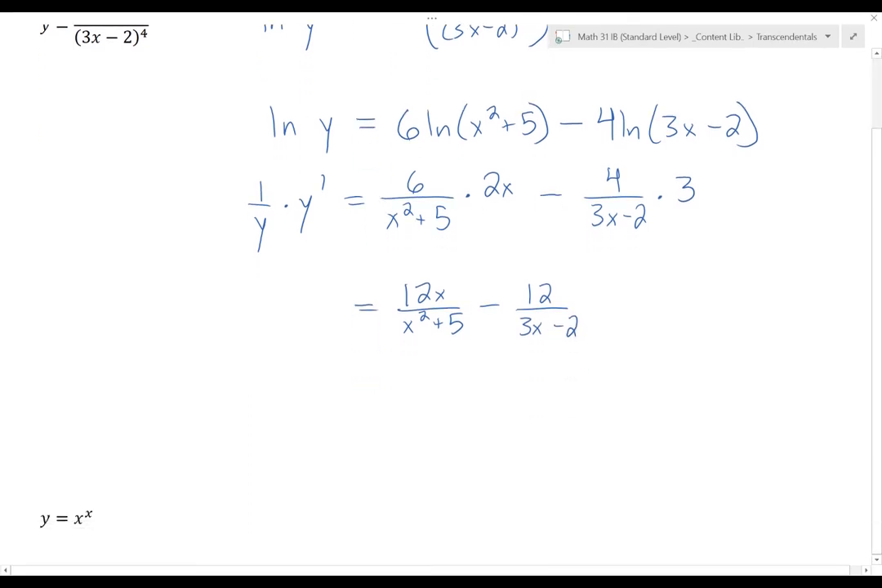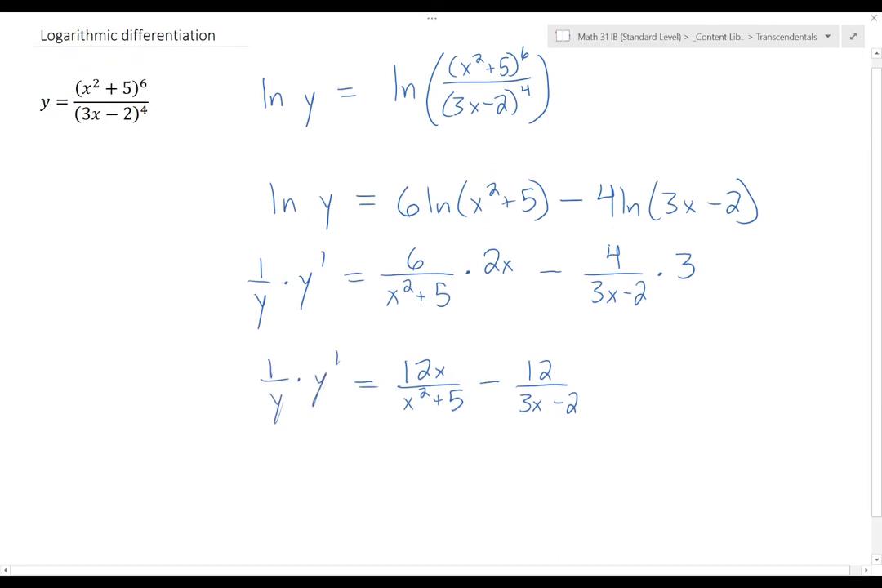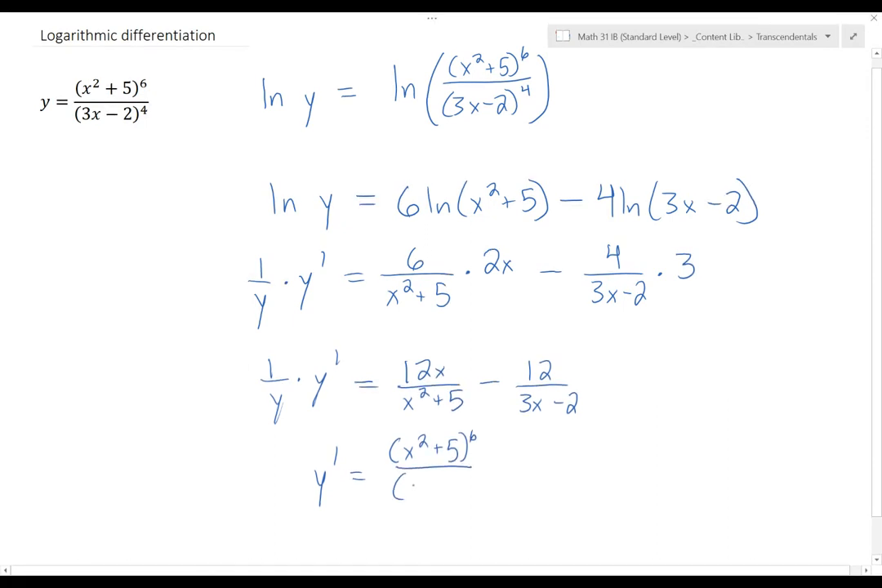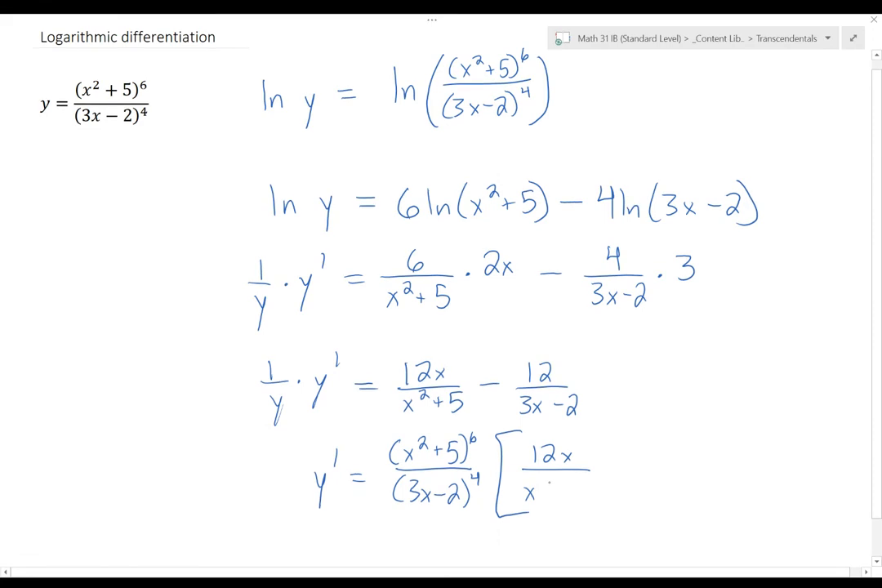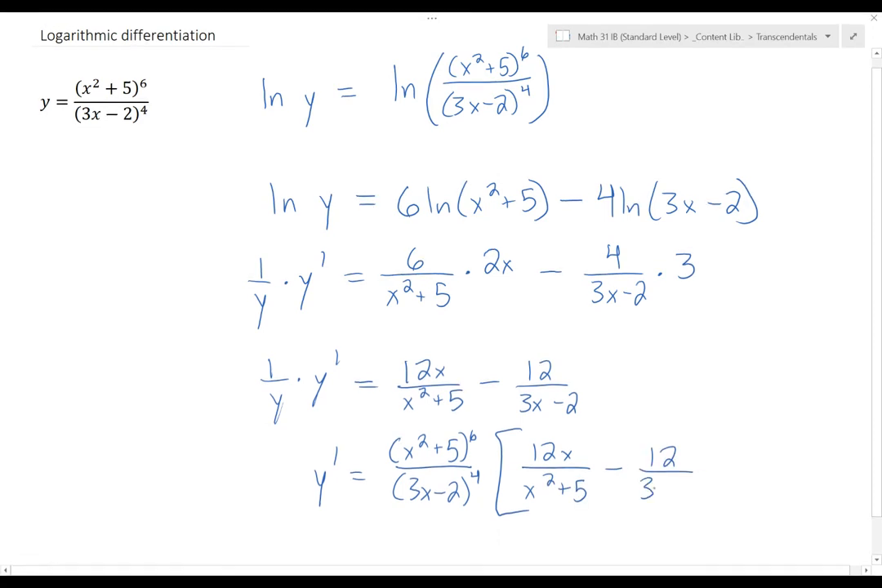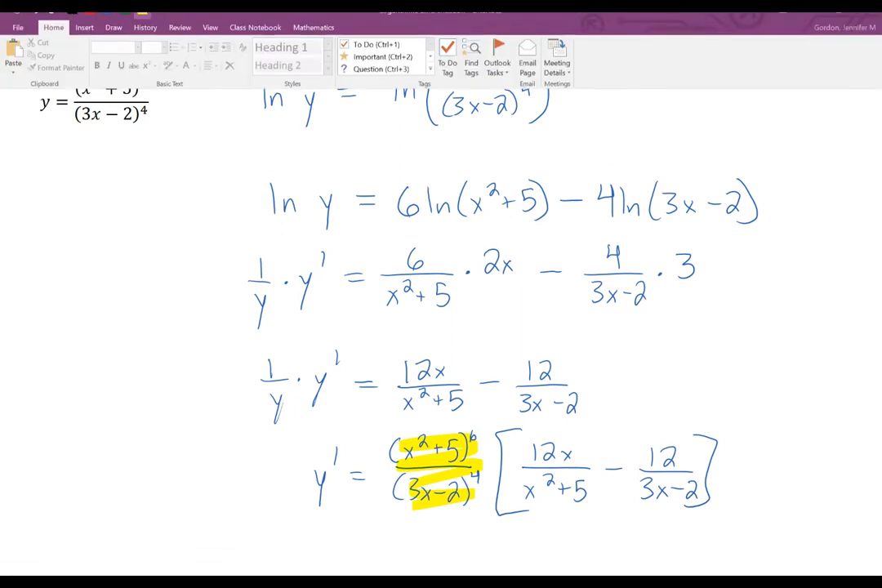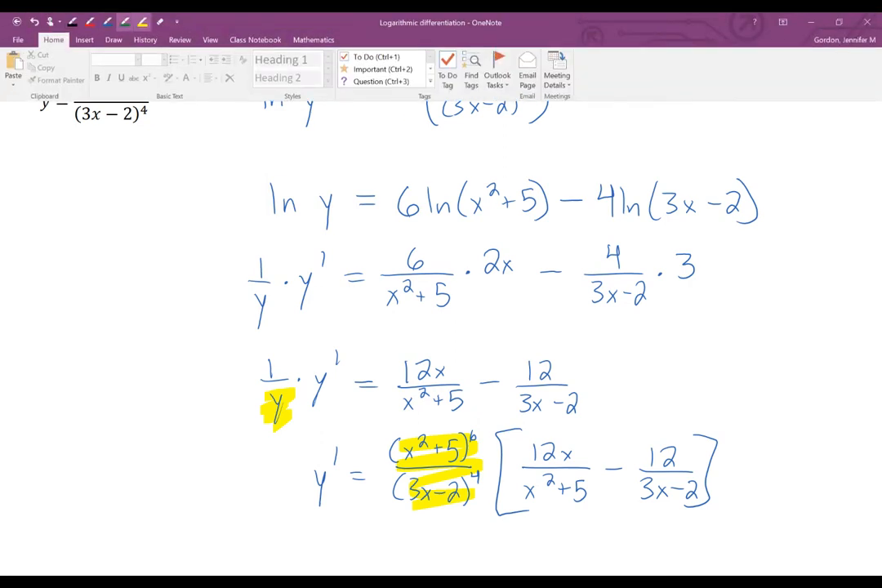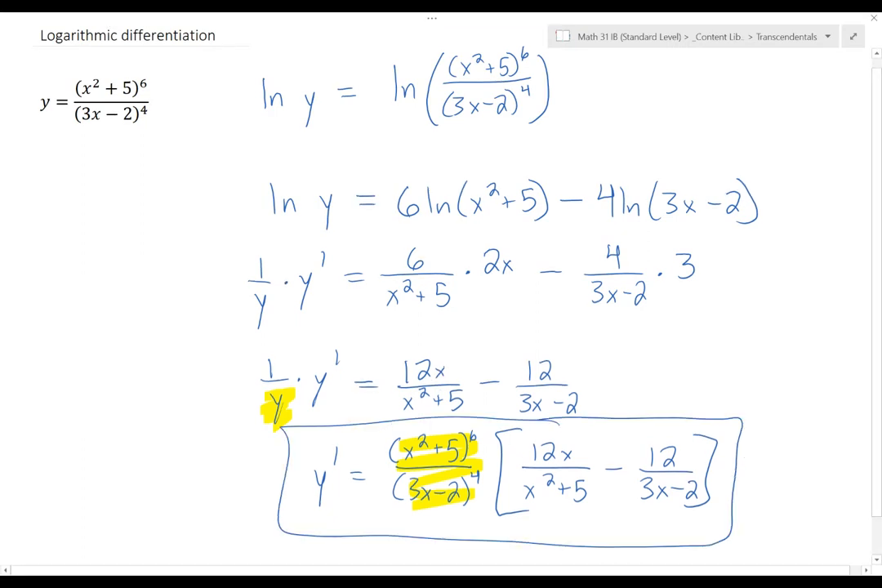This means that y prime, so this is still 1 over y times y prime. So y prime is equal to y times all of this, but here's where I'm going to substitute y back in, because y was equal to (x squared plus 5) to the power of 6 over (3x minus 2) to the power of 4, times 12x over x squared plus 5 minus 12 over 3x minus 2. So I can see that I just have my original function, so this whole bit right here, that was y. So when I multiplied y on both sides of the equation, I have the same critical values that I had from that function. It's just that now if I needed to find new critical values, I would only have to solve the equation where this second set of square brackets is equal to 0. So that is the new derivative using logarithmic differentiation.